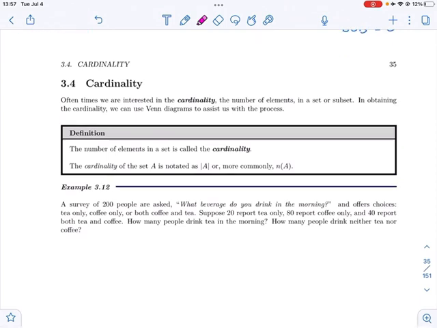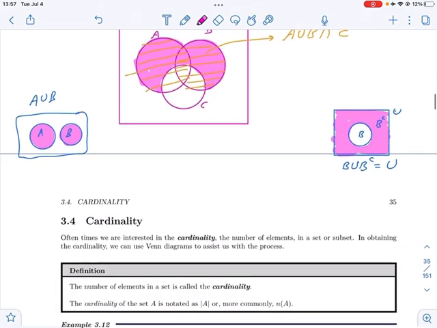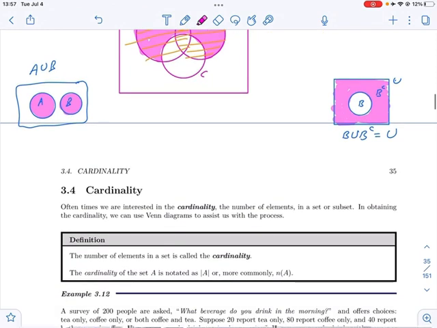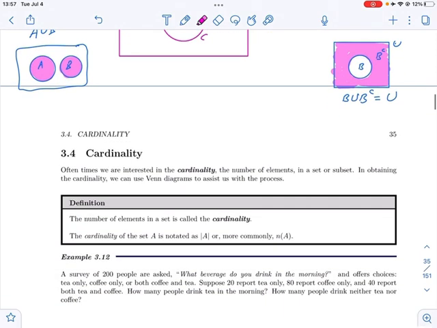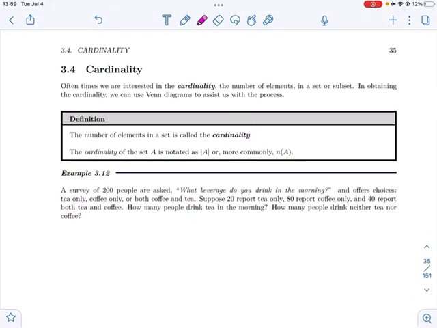Good. So we have different situations, different cases, but as you can see, the most important thing in this section 3.3 is to realize the importance of Venn diagrams and to use them to make illustrations and understand the relationships between different sets. Now, the other notion here is the cardinality. What do we mean by cardinality?